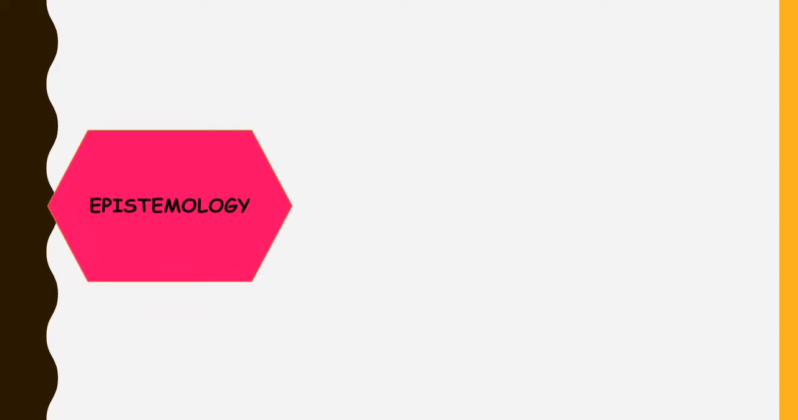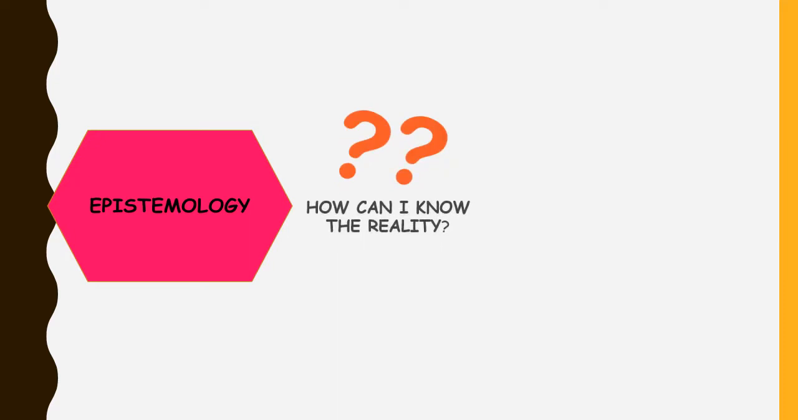Epistemology refers to how an individual understands knowledge, how they understand their own thinking process, and how they think others know. In other words, epistemology addresses the question, how can I know the reality? There are also several different epistemologies that exist. For the purpose of this video, I will use these three epistemologies.